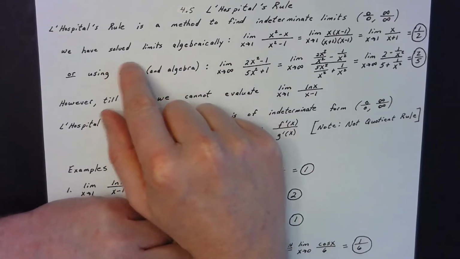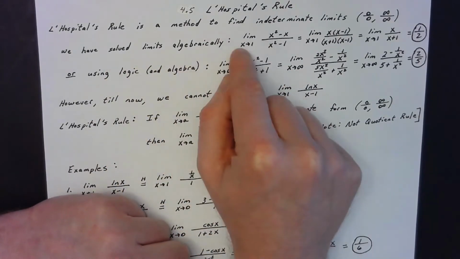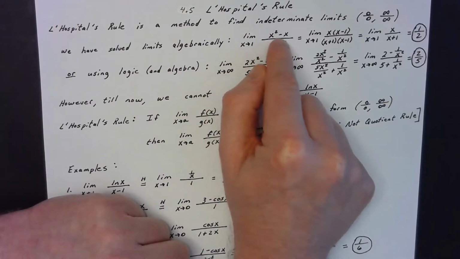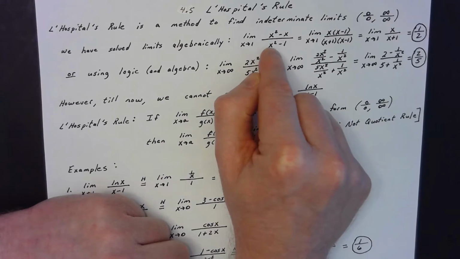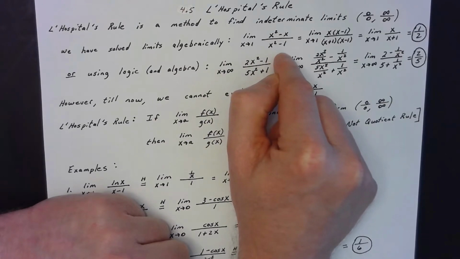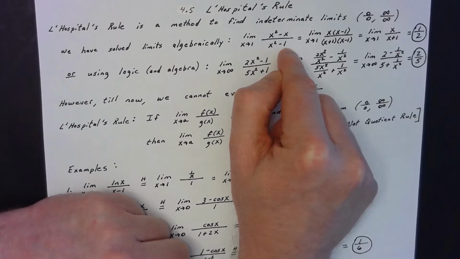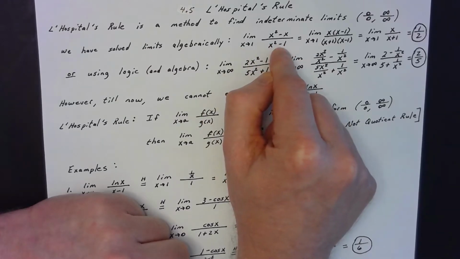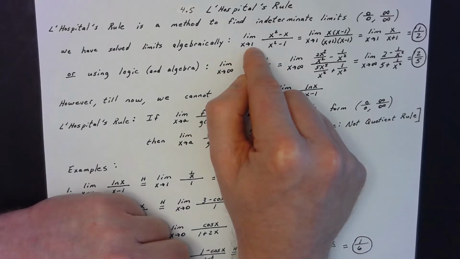So I said we've solved limits algebraically. If I gave you some simplistic function like the limit as x approaches 1 of x squared minus x over x squared minus 1, you know you can't simply plug the 1 in because your numerator would be 0 and your denominator would be 0. And you say, well, I can't answer what 0 over 0 is. It's an indeterminate limit. Keep in mind, yes, it means that this function is undefined at 1. That doesn't mean that the limit does not exist as x approaches 1.